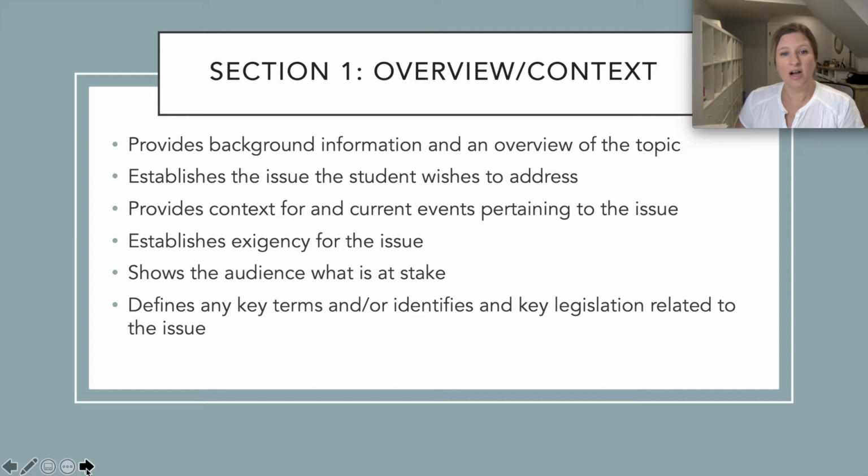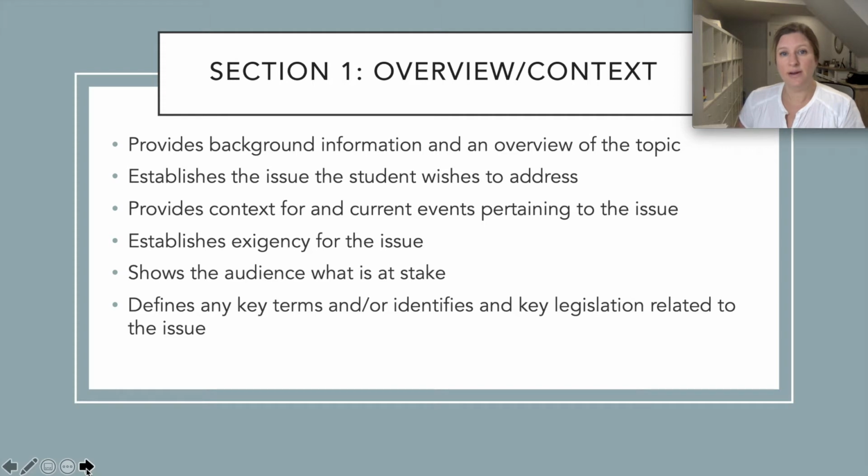Then you will provide context for and current events pertaining to this issue. That is, what's happening right now that makes this issue relevant and important today. You will establish the exigency for the issue and show the audience what is at stake. That is, why does this matter? Why is this a timely issue, and why should my audience care about it?